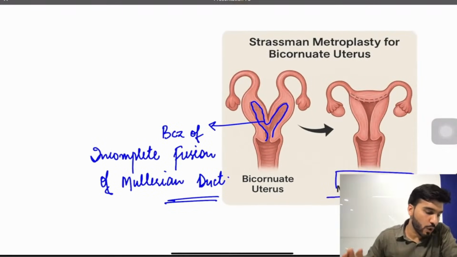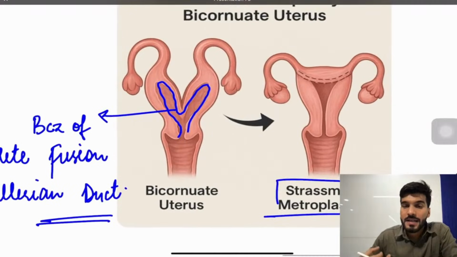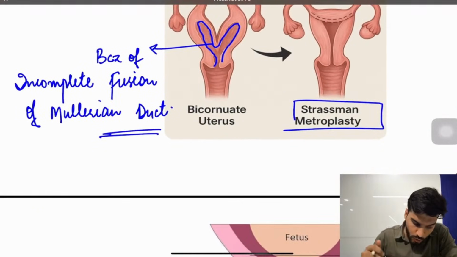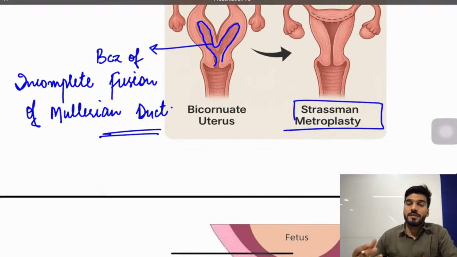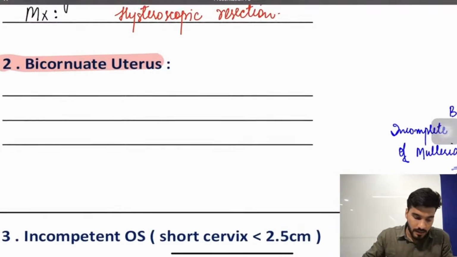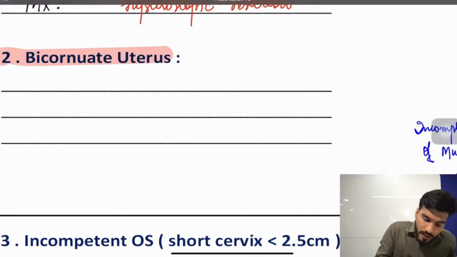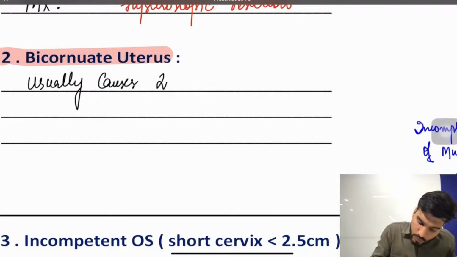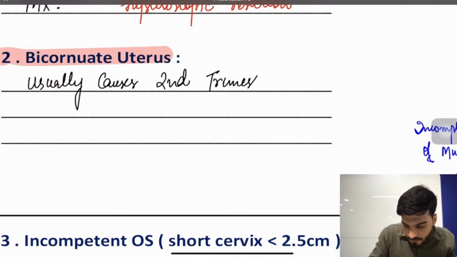Okay, we have bicornate uterus. So what is the management? We go for Strassman metroplasty, also called unification surgery. So we unify these two horns. From these two horns we make a single horn. That is a Strassman metroplasty. So write it down: bicornate uterus usually causes second trimester abortion.